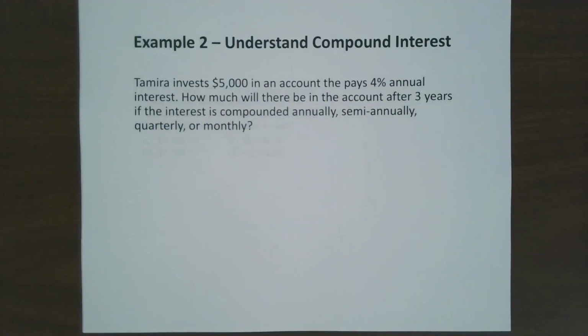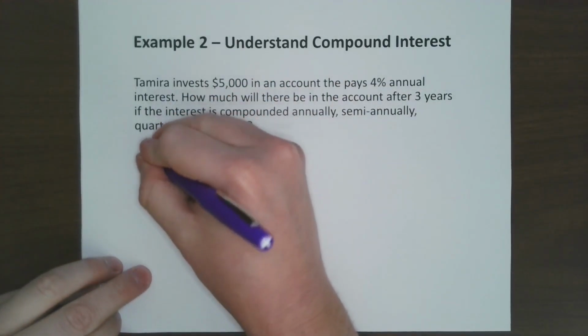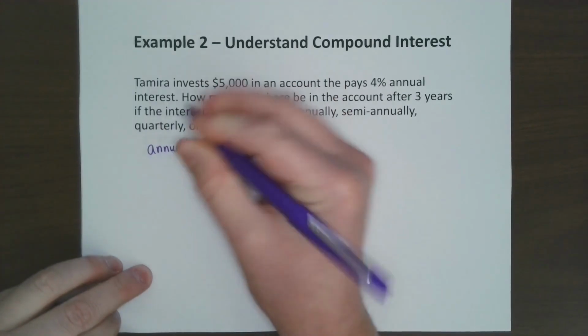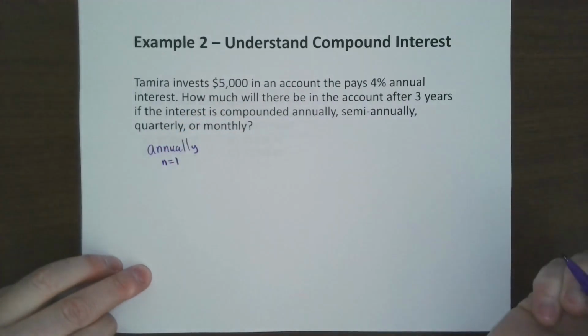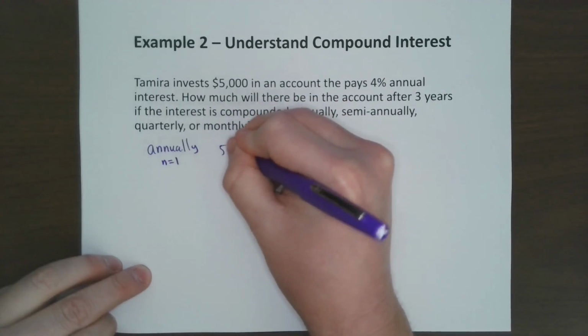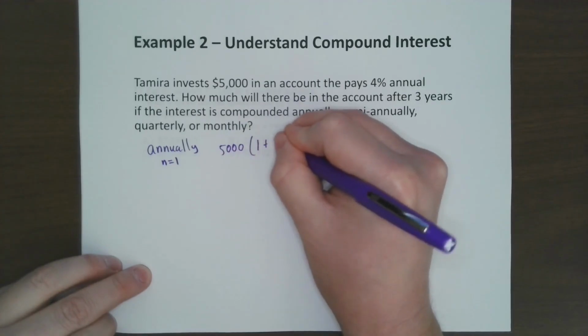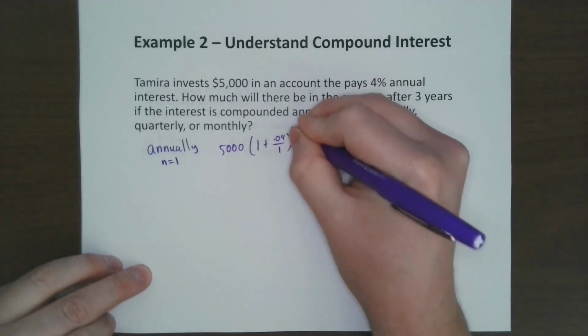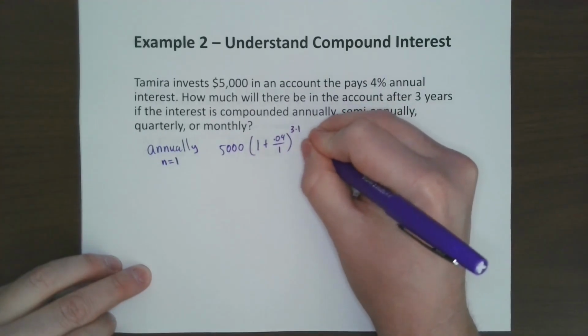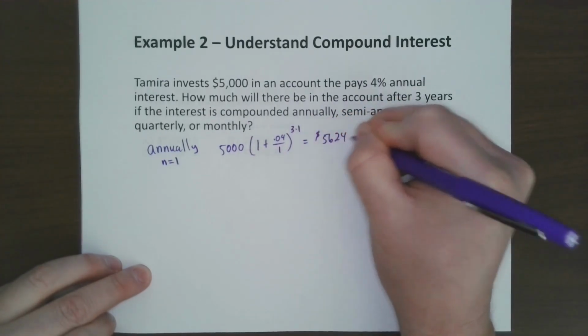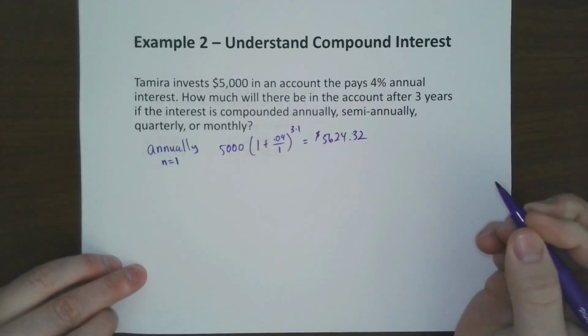Okay, so let's take this for example. Tamara invests $5,000 in an account that pays 4% annual interest. How much will she accumulate after 3 years if it was compounded annually, semi-annually, quarterly, or monthly? Let's make a table real quick. We'll start with annually, which means N is 1. If we plug that into the formula, we get 5,000(1 + 0.04/1)^(3·1). If you plug this in a calculator, you get $5,624.32, which is pretty good.